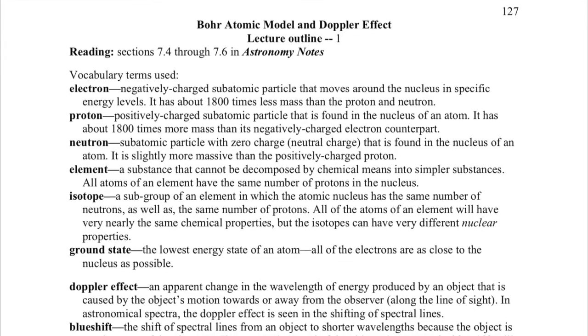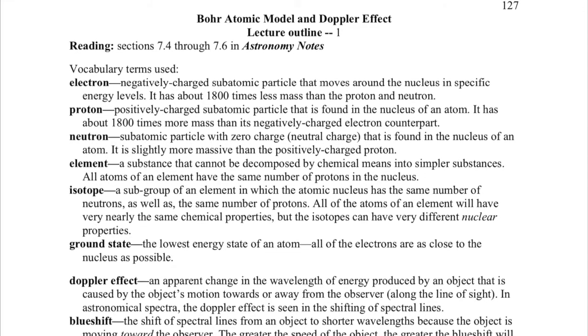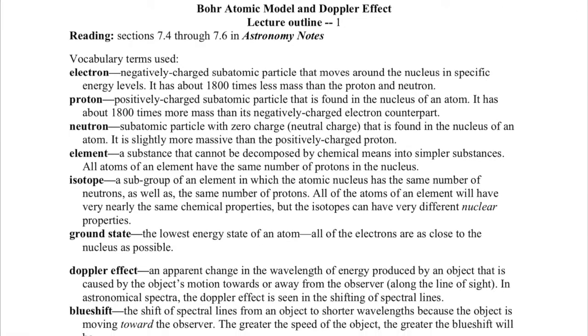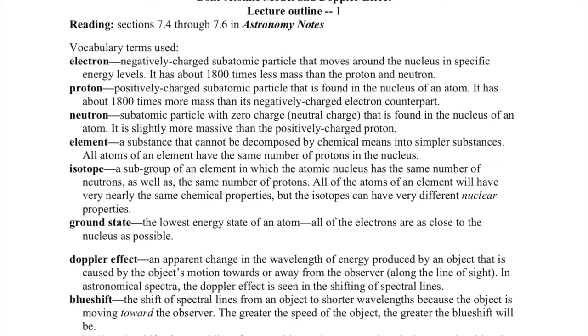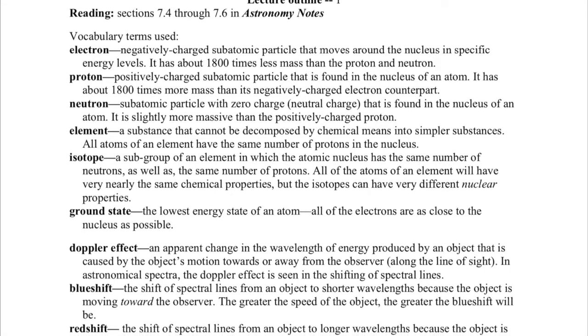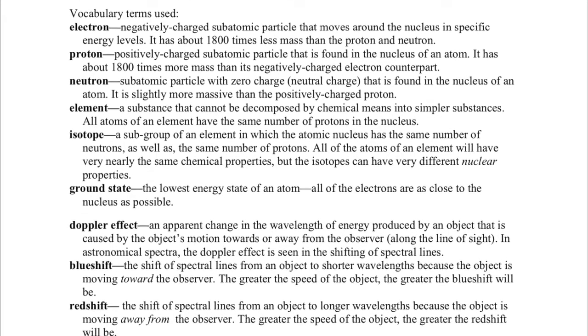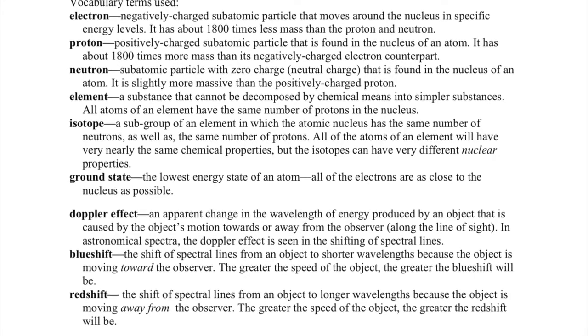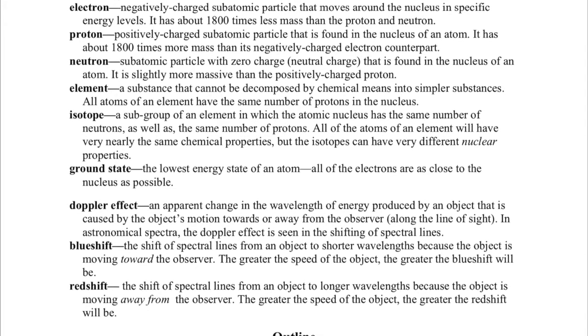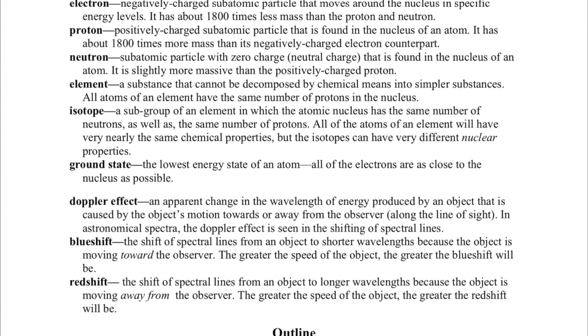Next slide. Now we're going to take a look at what's happening at the atomic level to produce the emission lines or the absorption lines. In the lecture outline, the first set of vocabulary terms is about the structure of the atom, and the second set of vocabulary terms is about the Doppler effect, which is what we use to measure the motion of something.